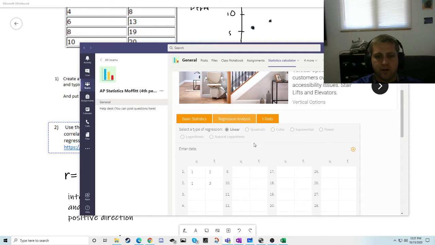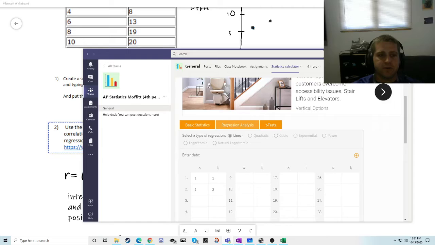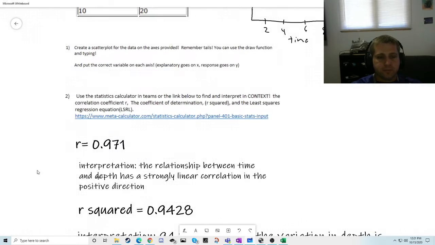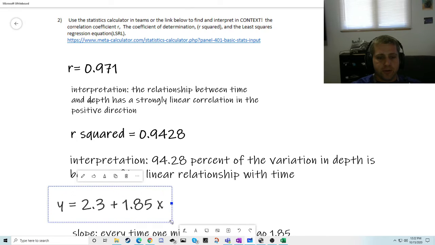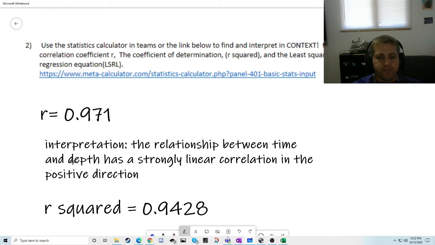and you'll start to see 3 things. You'll see coefficient of correlation. Mine for some reason is being dumb, but that's okay. You can always go to the website. That's almost easier. It'd be the coefficient of correlation. That's R. I always call it R. Coefficient of determination is R squared, and the least squares regression equation, or least squares regression line. So here's those 3, and I'm going to interpret all 3 in context for my example.